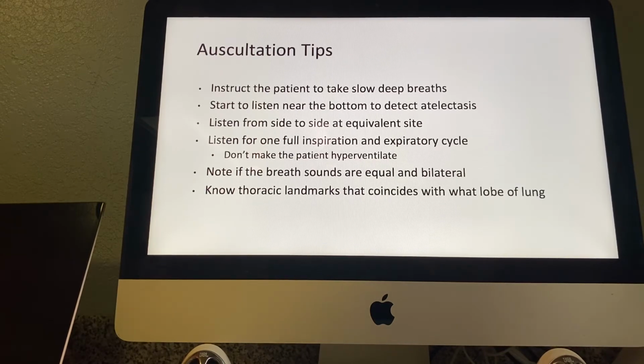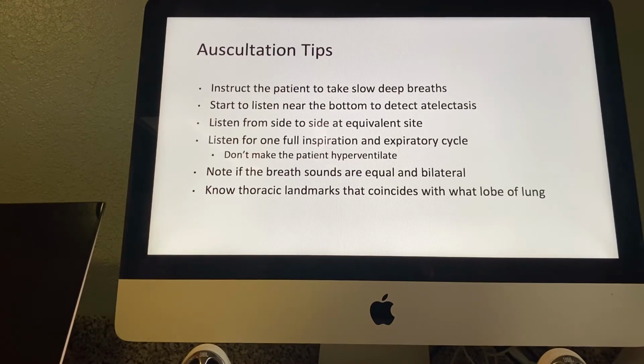Note if the breath sounds are equal and bilateral. This probably should be at the top of the list because that's the most important to me, and that's why we listen from side to side at equivalent sites, so we can tell if we've got equal airflow on the left side versus equal airflow on the right in that same area of the lung.